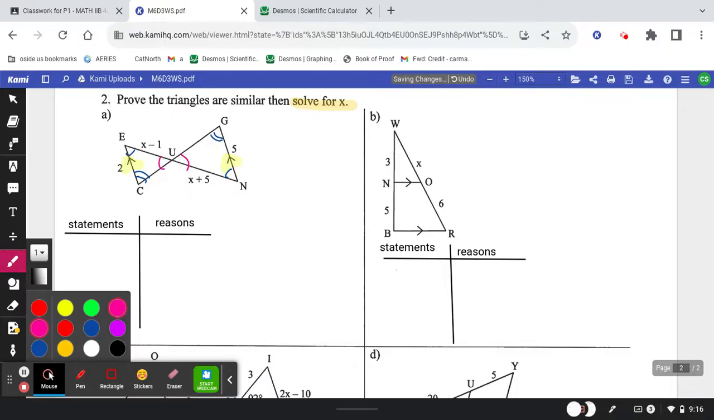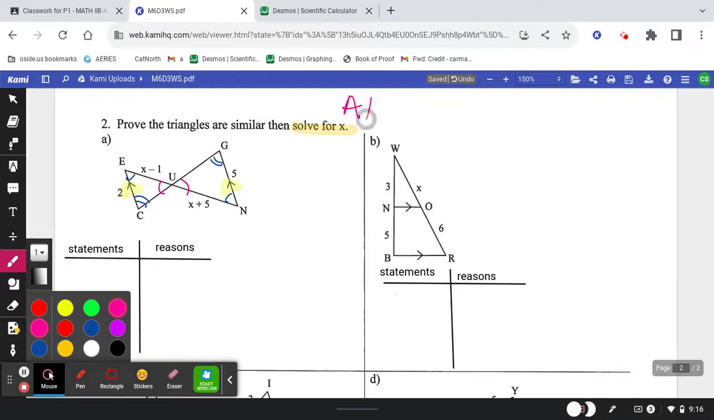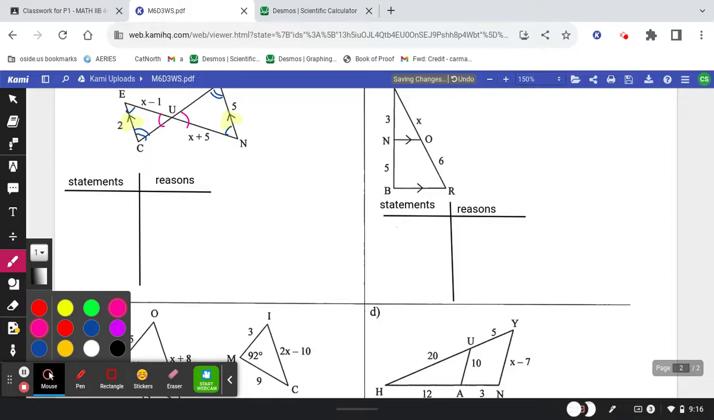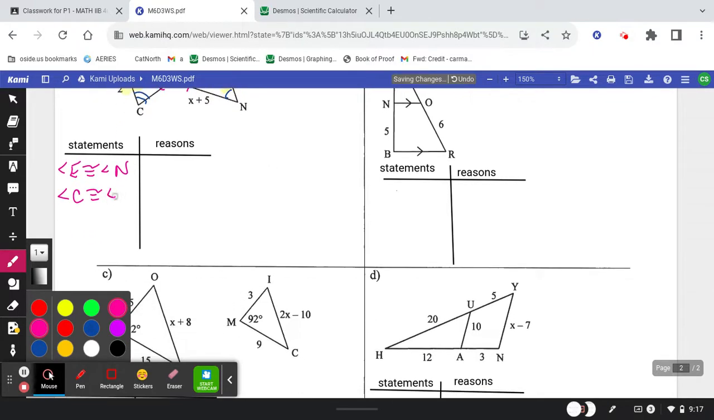All we need to prove two triangles similar are two angles, or one angle and two sides, or three sides, right? So we're going to shoot for two angles over here. You can mention any of the two angles. So I'm going to say angle E is congruent to angle N. And then I'm going to say angle C is congruent to angle G.